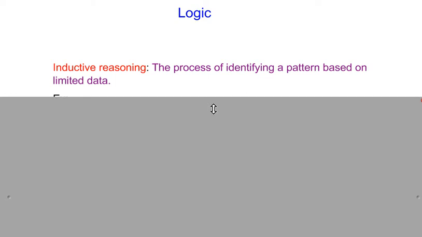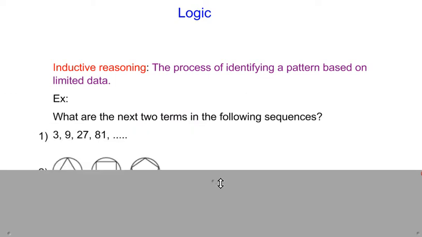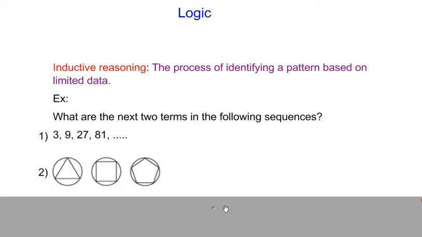So let's take an example. What are the next two terms in the following sequence? So I have a sequence that goes in example 1 from 3 to 9 to 27 to 81. And the question is, what are the next two terms in this sequence? Well, let's see what's happening. How did we get from 3 to 9? Well, clearly what we did is we multiplied 3 by 3 to get 9. And how did we get from 9 to 27? Well, we multiplied 9 by 3 to get 27. And to get from 27 to 81, we multiplied 27 by 3 to get 81.